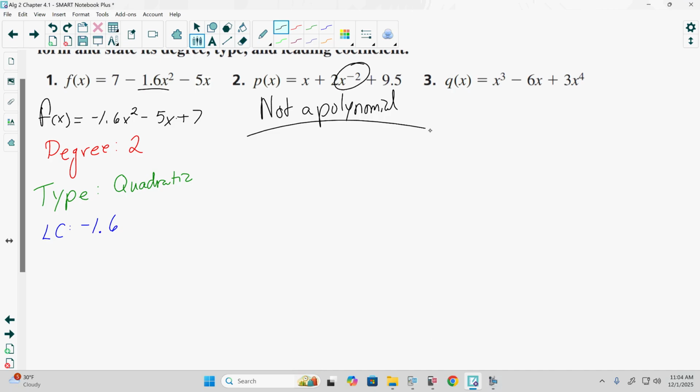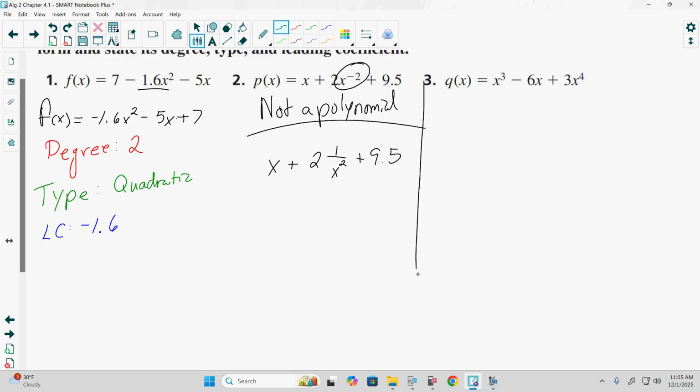If the negative 2, for whatever reason, had been attached to the 9.5, only that one has a negative exponent, that's fine. It cannot be attached to a variable. To a number, that's fine. Because really what this is saying is that we have x plus 2 times 1 over x squared plus 9.5. Because to make that exponent positive, we have to move it from the top of the fraction to the bottom. Can't have a variable in the bottom of the fraction. So it's not a polynomial function.